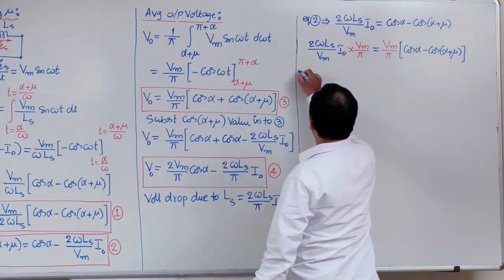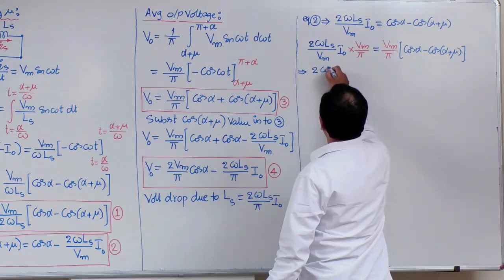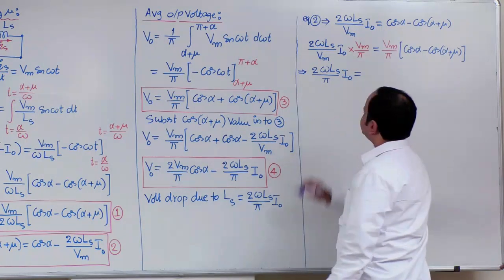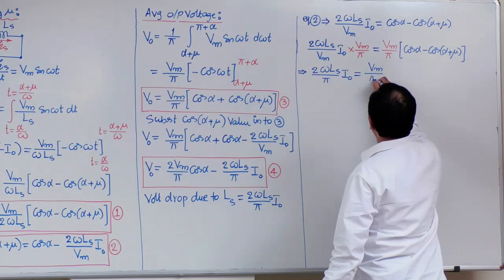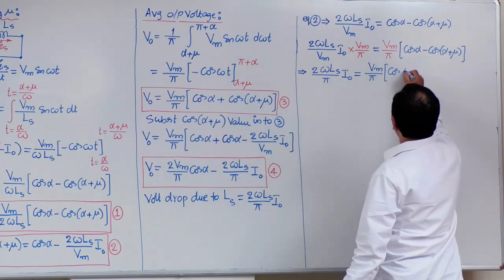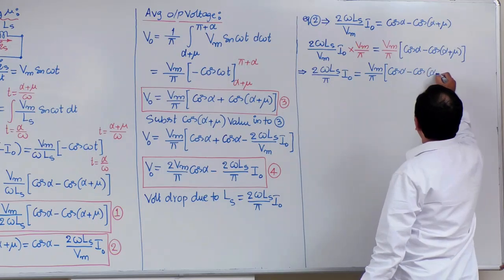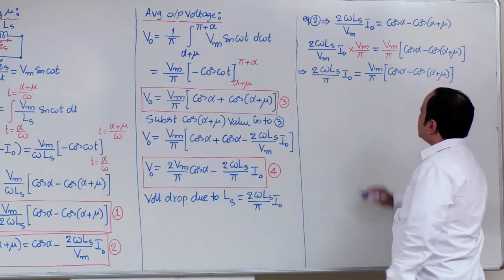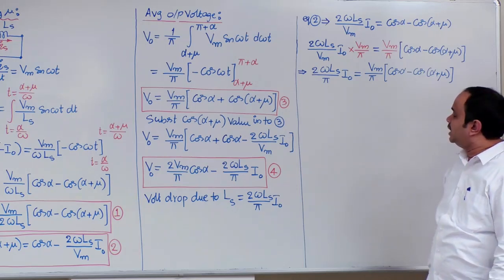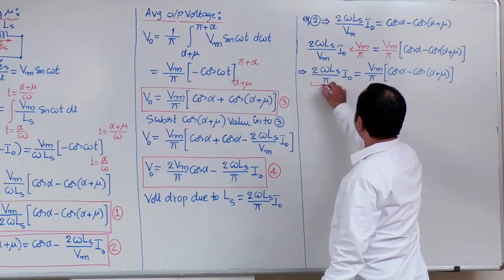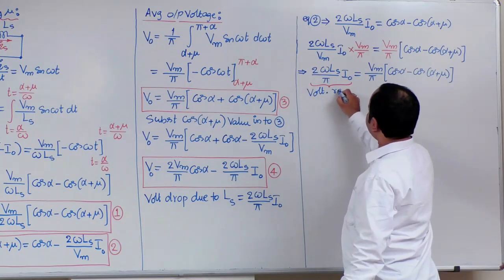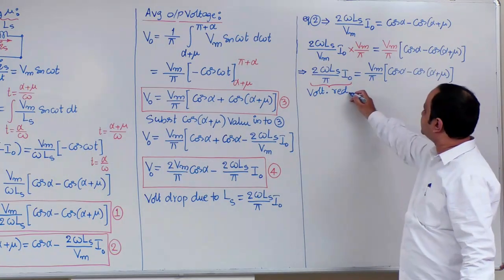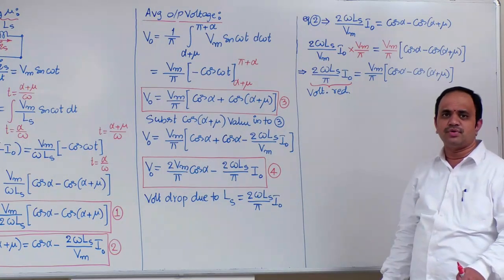Then what we will have in the left hand side? 2 omega ls divided by pi into I naught, okay, is equal to right hand side Vm divided by pi multiplied with cos alpha minus cos of alpha plus mu. Okay, now you tell me what is this particular term called? That is voltage reduction, or voltage drop due to source inductance.